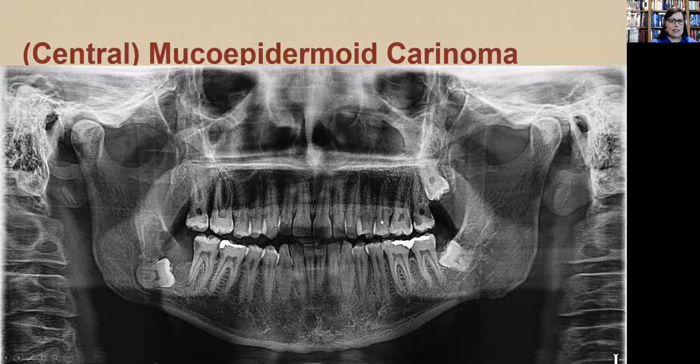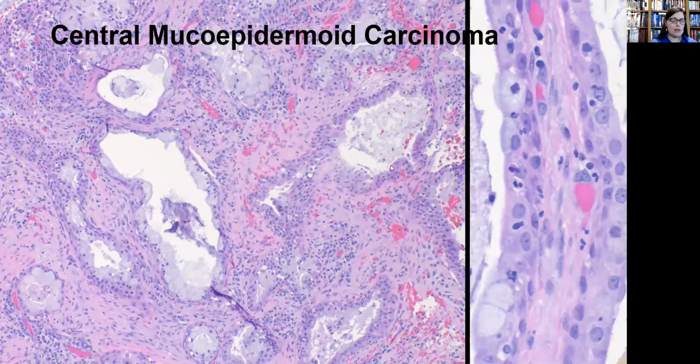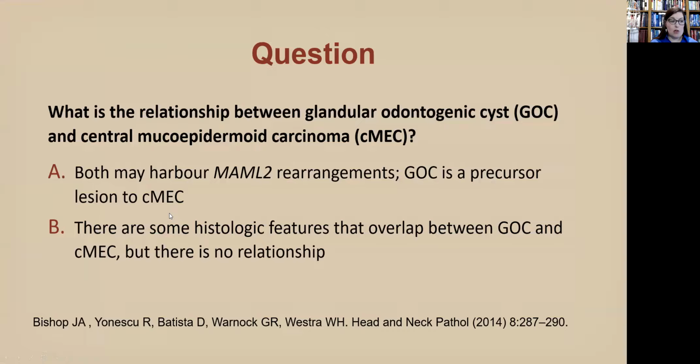So intraosseous salivary gland neoplasms are not terribly common, but if we were to see one, the most common one that we would have is a central mucoepidermoid carcinoma. So here's a patient that does have a radiolucency in the posterior mandible. And what we see here is something that does look like a classic mucoepidermoid carcinoma: squamous epithelium, cystic areas, plenty of mucus cells. And another area, again, cystic areas, squamous epithelium, mucus cells, and so central mucoepidermoid carcinoma.